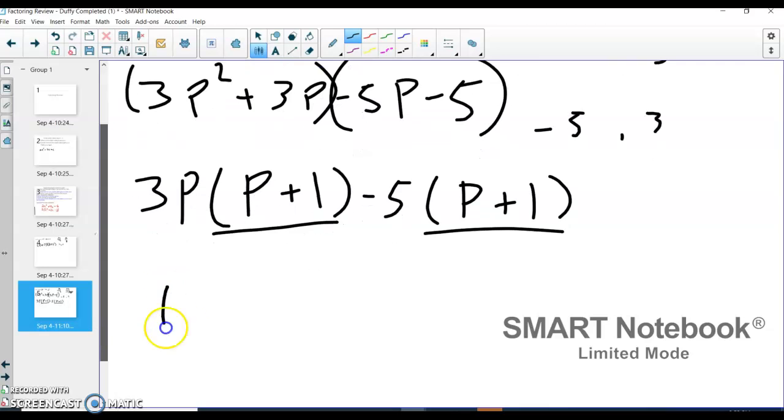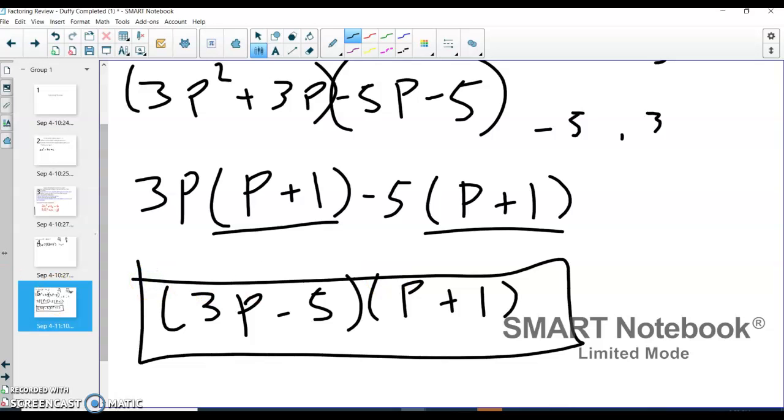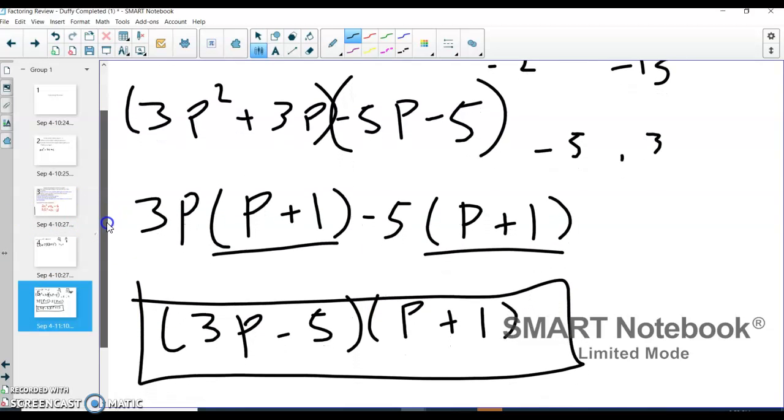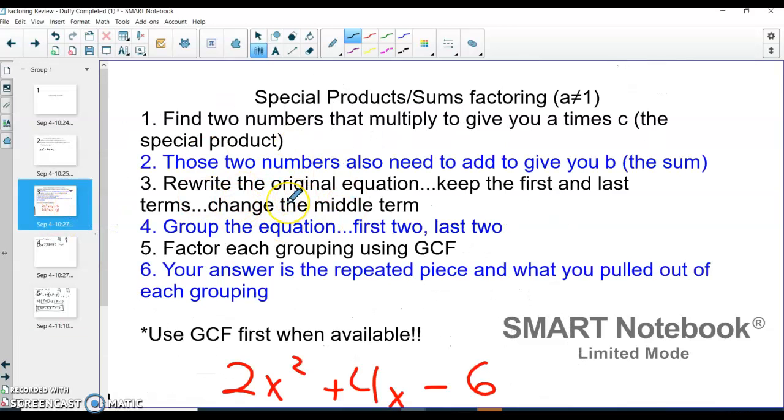We're going to combine the things on the outside, so 3p minus 5. And then the ones that are the same, we just turn into one, and this is then just p plus 1. And that is my final factored form there. Okay, we are going to do a lot of factoring in Chapter 1, and it's something that we need to have down. So please make sure that we have these notes down so you have something to rely on whenever you need to, again, factor by grouping.